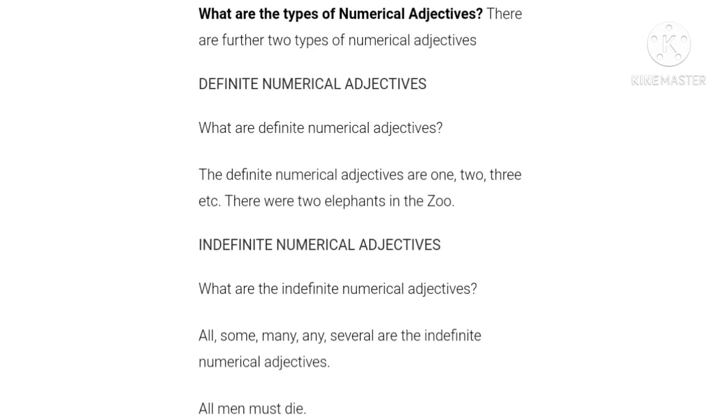Definite numerical adjectives mean 1, 2, 3, which is very definite, which is particular. For example, there are 2 elephants in the zoo, then 2 is the definite numerical adjective. Indefinite numerical adjectives mean which do not say any particular number. For example, all, some, many, any, several are indefinite numerical adjectives. For example, all men must die. So, all is the indefinite numerical adjective.